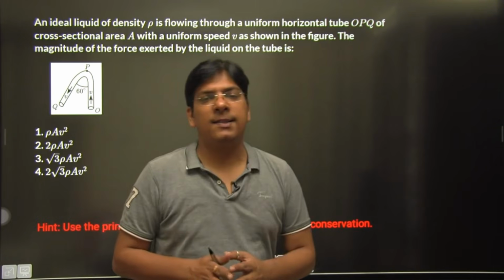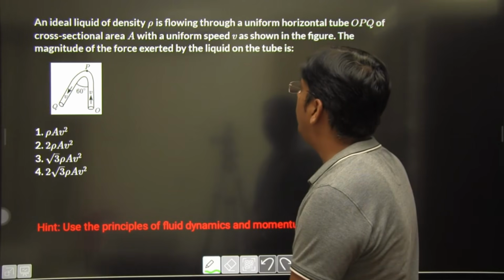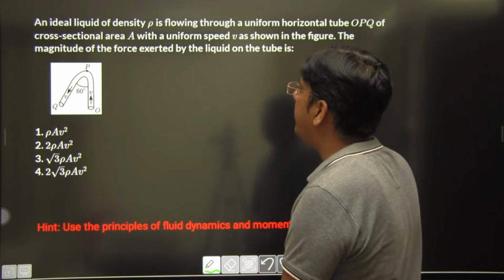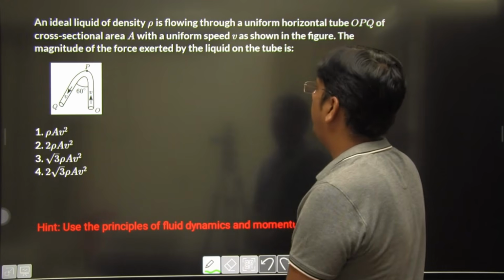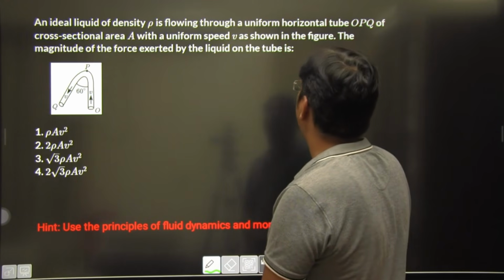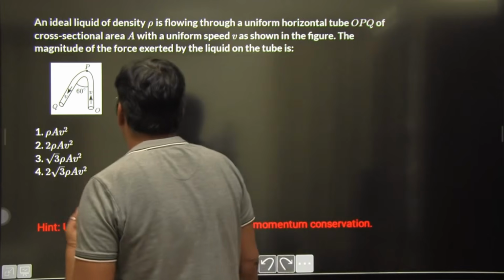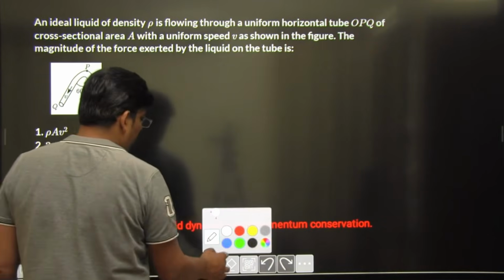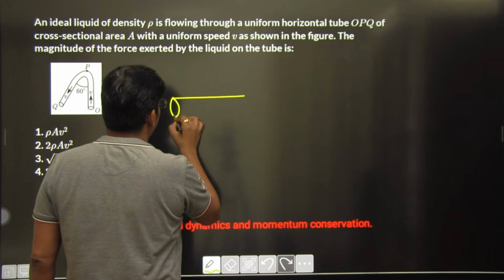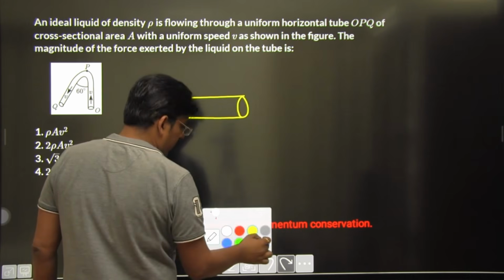Dear students, let us discuss this question now. An ideal liquid of density rho is flowing through a uniform horizontal tube OPQ, with cross-sectional area A and uniform speed V as shown in the figure. The magnitude of force exerted by the liquid on the tube is? Let us first understand this tube. The liquid is flowing with some velocity here.